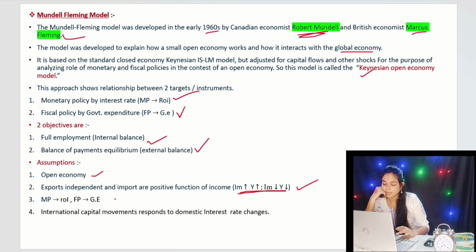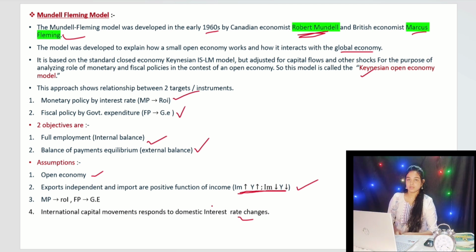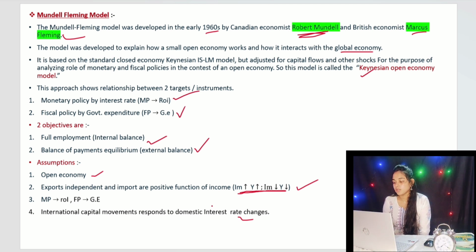International capital movement responds to domestic interest rate changes. If the domestic interest rate increases, then capital inflow happens. As a result, a higher interest rate attracts foreign investors seeking higher returns, so they invest in our country. And if the domestic interest rate is decreased, then the lower interest rate discourages foreign investors, which leads to capital outflow. Let's understand the overall model.